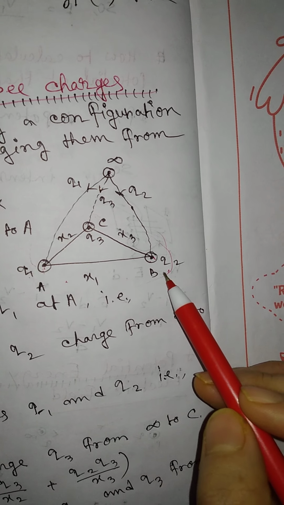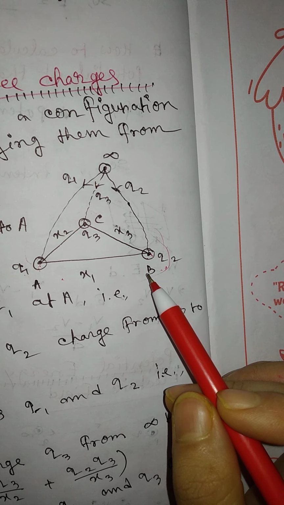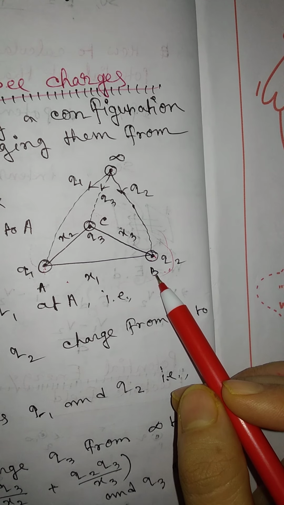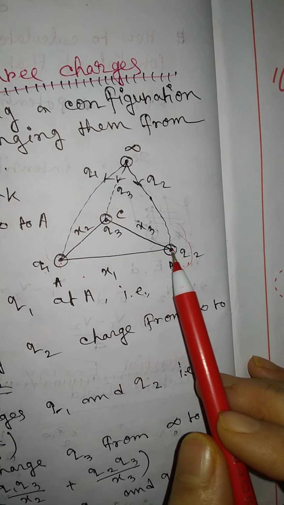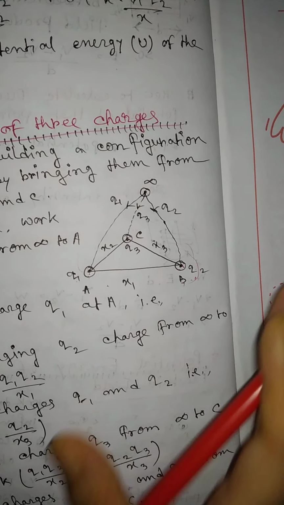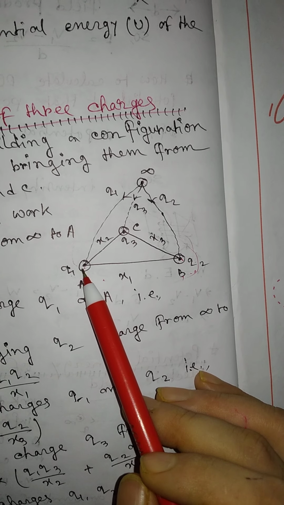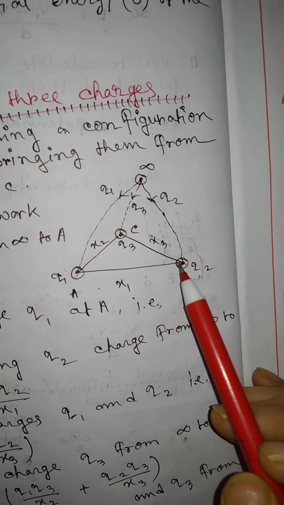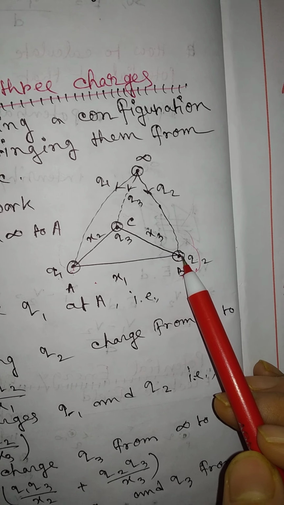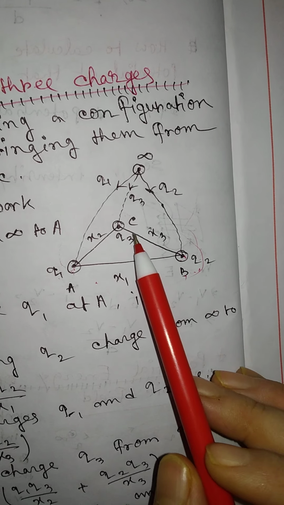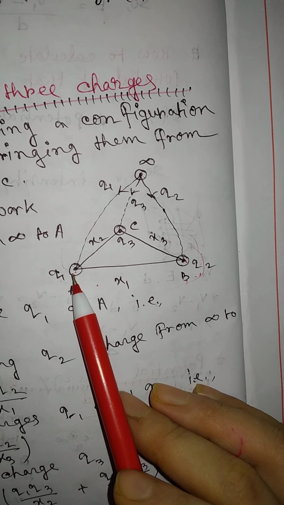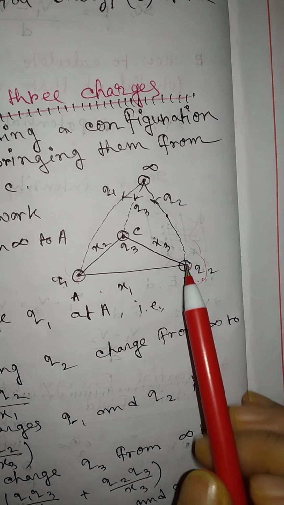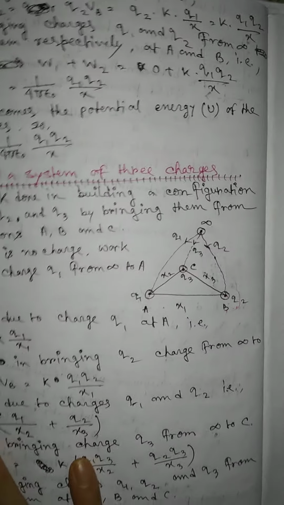So the work done to bring q2 charge from infinity to point B, W2 equals q2 into potential at point B, because in this case only q1 charge is present when we bring q2 charge at point B. At that time q3 charge is not present, there only q1 charge is present.